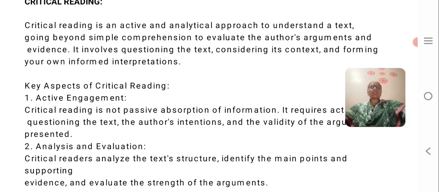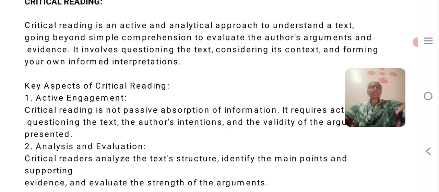The main idea is the central point or message the author wants to convey. Critical reading answers the question, what is this text mainly about? How do we identify the main point in the given text? It is usually found in the first or last sentence of a paragraph. It summarizes the overall points of the passage. The main topic means the general idea that includes all supporting details.